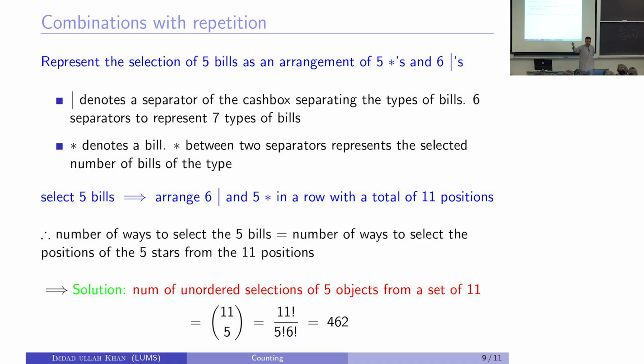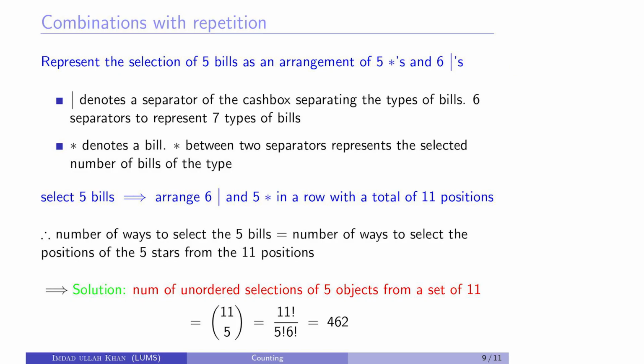So this is what I've been talking about. Selecting 5 fruits basically means arranging 6 bars and 5 stars in these 11 length sequences, right? Make 11 length sequences with exactly 5 stars, 6 bars and 5 stars. So the answer is 11 choose 5, which is 462, right?